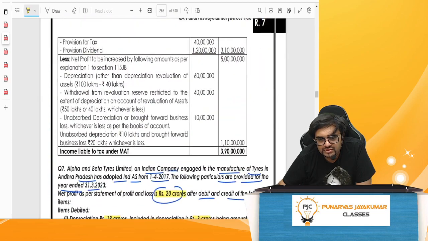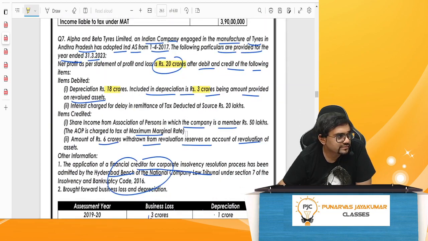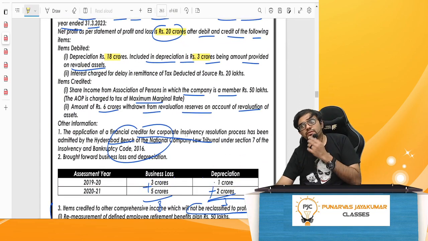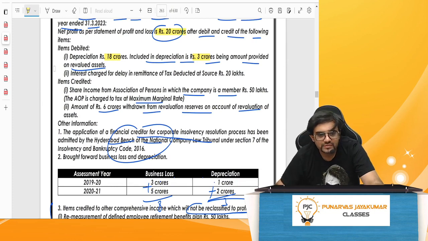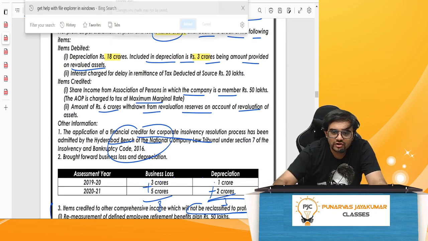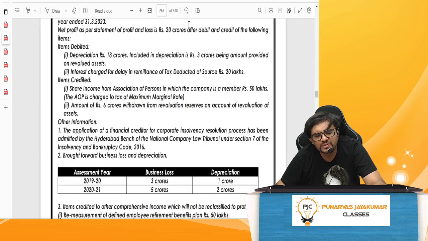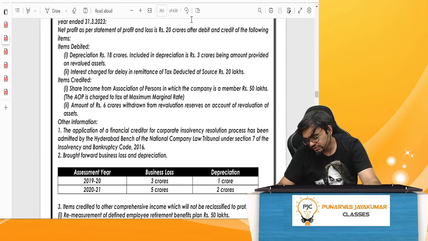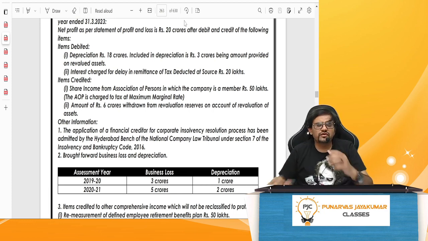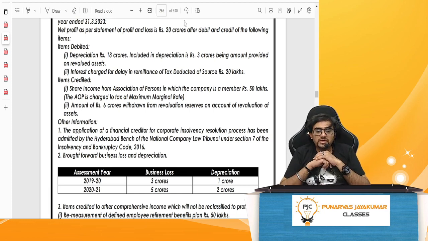See guys, 6 marks question, easy. So I hope you are able to understand MAT. MAT is for companies who have not opted for 115BAA, 115BAB. If they opted for that, MAT will not apply. For others, those who have not opted for 115BAA, 115BAB, what will come? AMT.